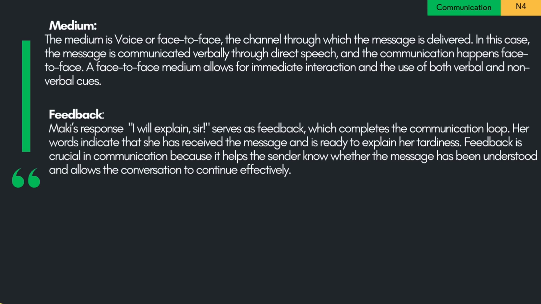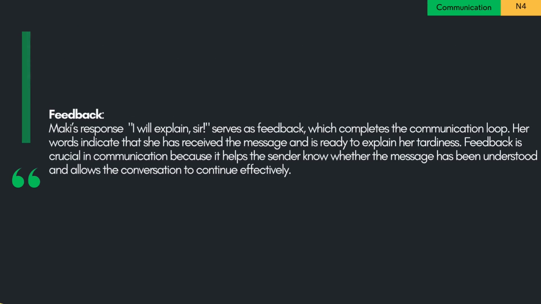4. Feedback. Marky's response, "I will explain, sir," serves as feedback, which completes the communication loop. Her words indicate that she has received the message and is ready to explain her tardiness. Feedback is crucial in communication because it helps the sender know whether the message has been understood and allows the conversation to continue effectively.